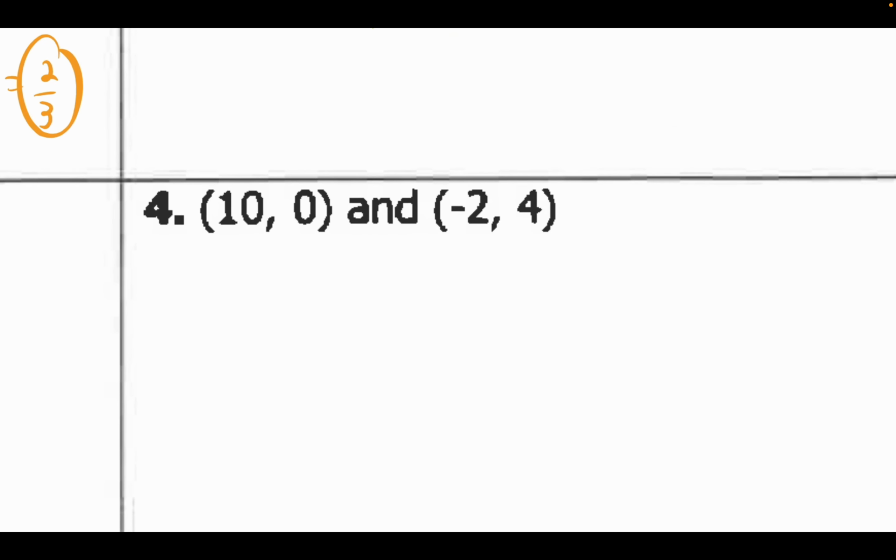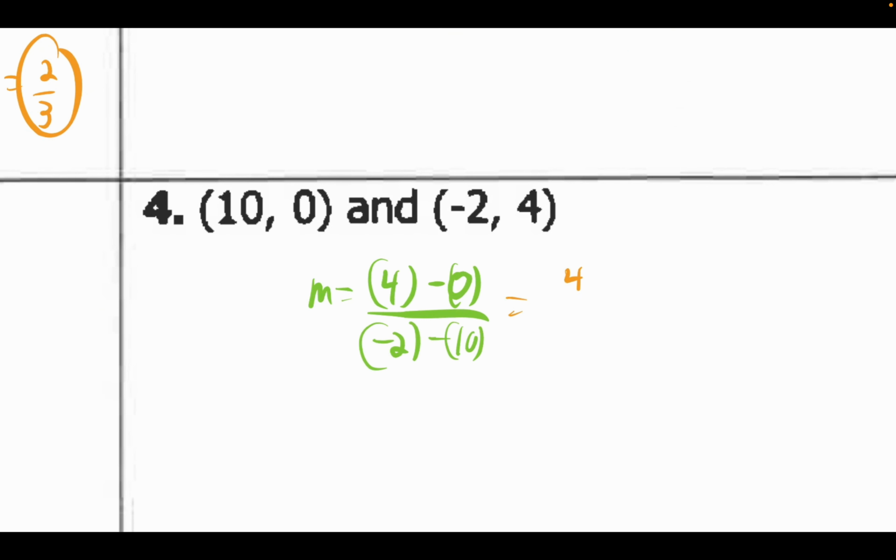Moving on to number 4, the bigger of my two y values is 4, so I'm going to put that one first. And it's not wrong to do it the other way around, it's just my preference. That's what you're going to see me doing. On the bottom, because I put 4 first on the top, I put negative 2 first, and I get negative 2 minus 10, which is 4 over negative 12, which reduces by 4 to become a 1/3, where, once again, where the negative is doesn't matter. I put it out in front this time.